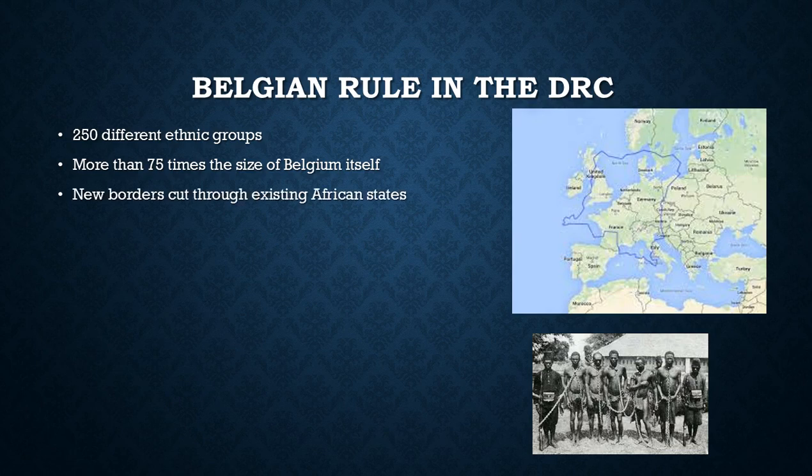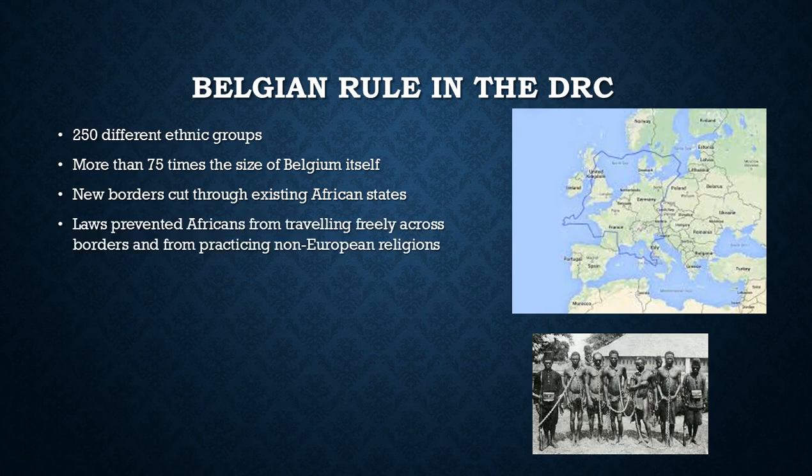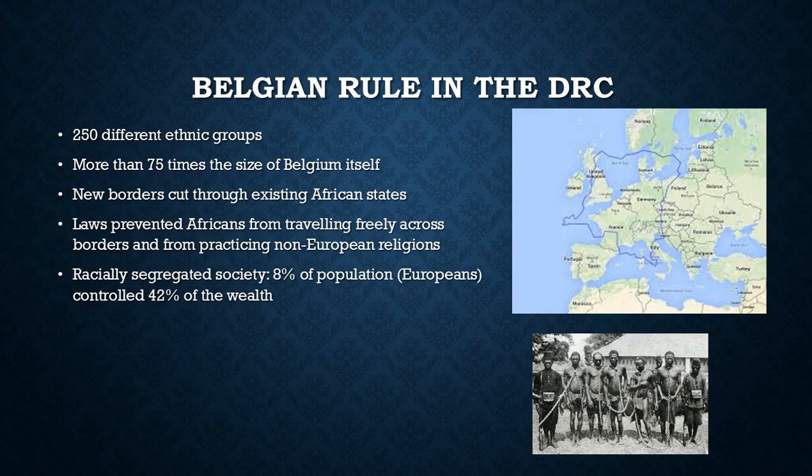They just drew up these borders at the Berlin Conference, which cut through existing African states. The laws in the colony prevented Africans from traveling freely across the borders and from practicing non-European religions. So European religions, mostly Christianity. That's why we saw missionaries in the other picture.